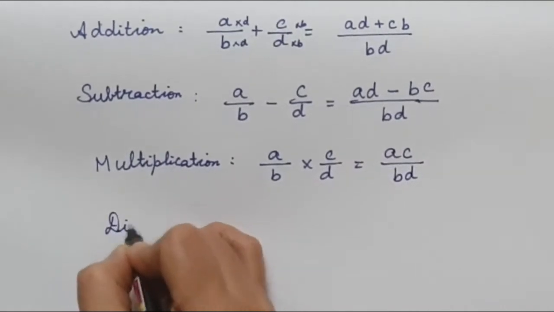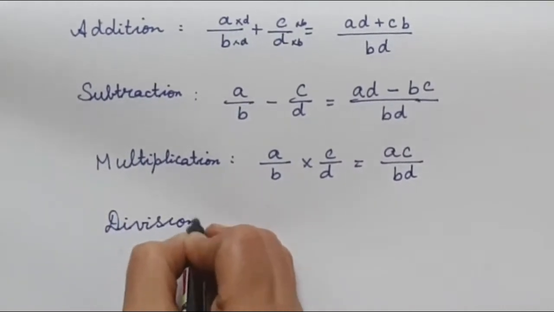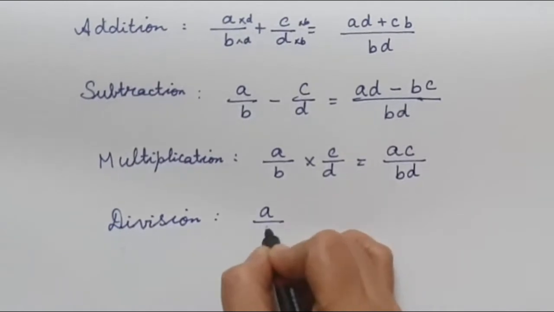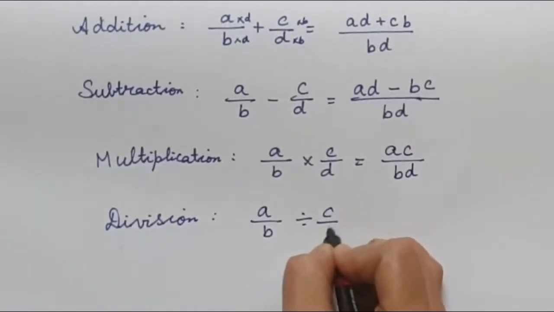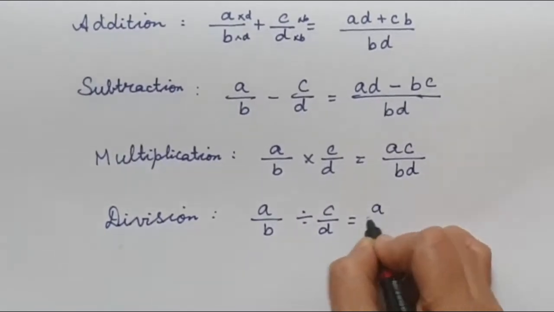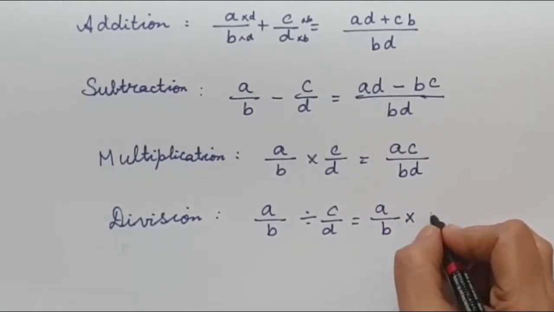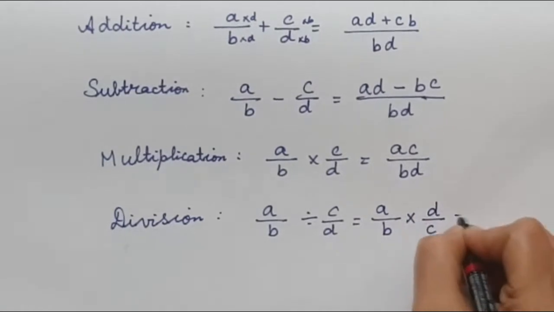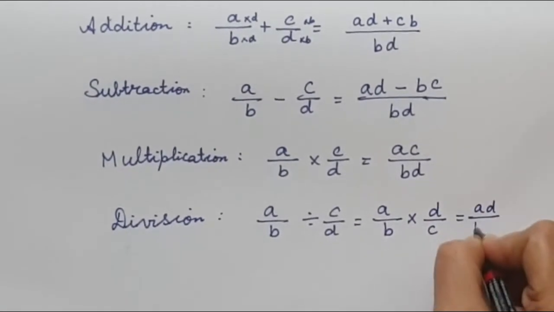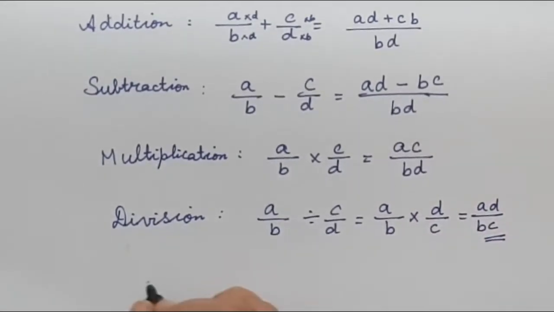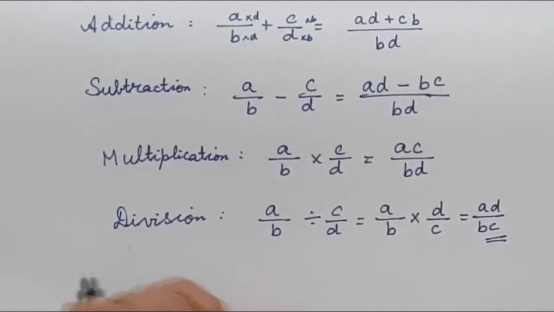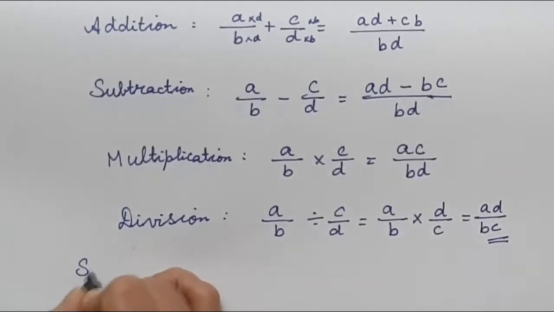Then the last one is division. When it is division, suppose you have a by b divided by c by d, then we write the first thing as it is and then we write the reciprocal of the second fraction, d over c. So our answer will be ad over bc. Now let us see these with the help of a few examples. All the questions we need to simplify.